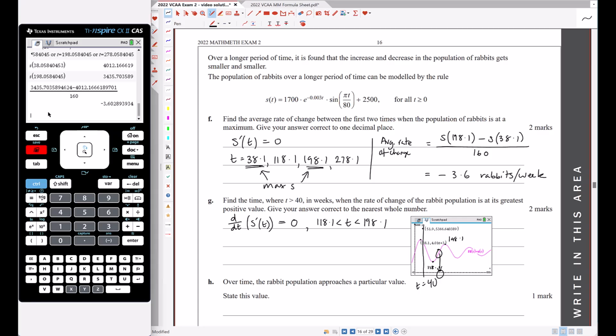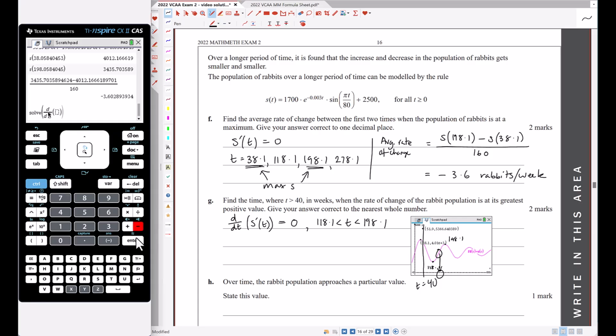So let's do that over here. Let's solve the derivative of the derivative. Now there is a second derivative function in your CAS, but as I said, second derivative isn't part of the methods course, so you may not know how to do that. Again, that's why it frustrates me a bit that I ask you these things.